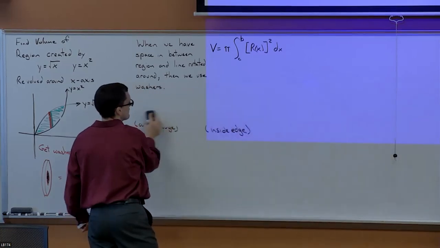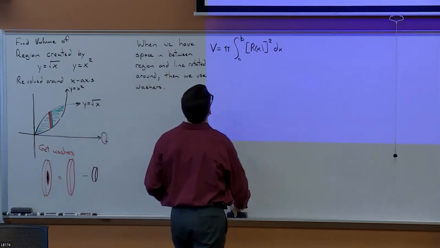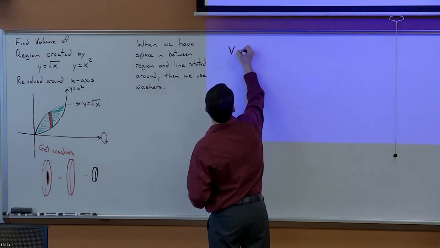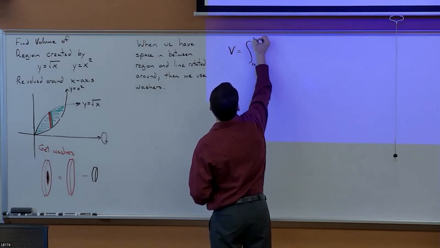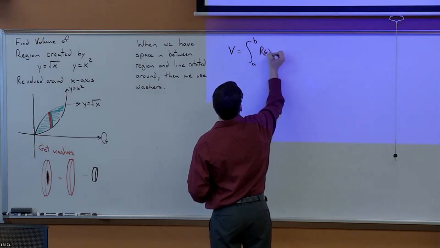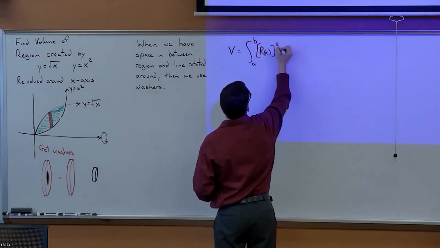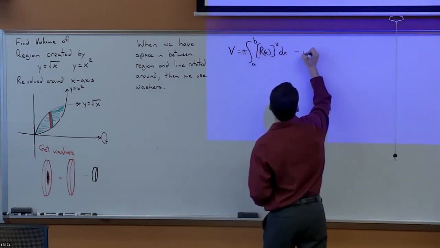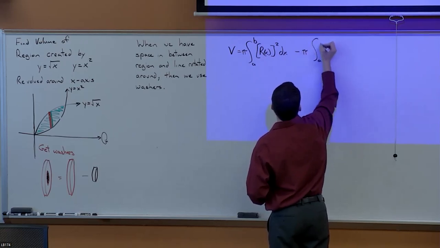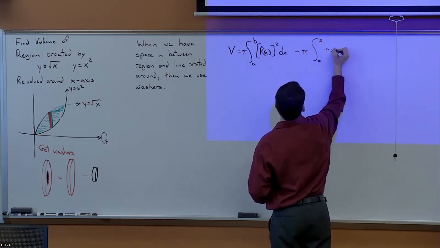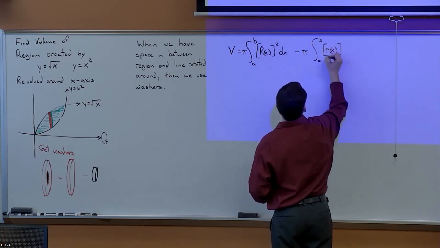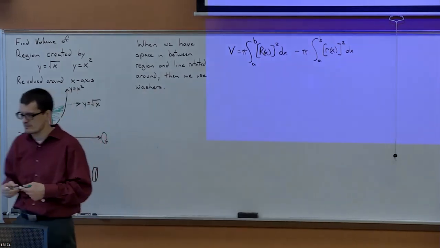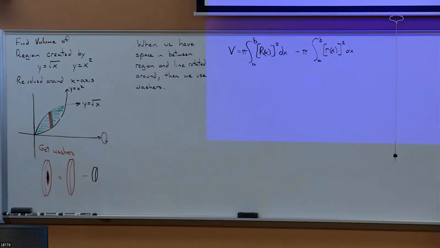I have to erase this because I'm gonna write under here. So volume is gonna be equal to pi, big radius squared dx. Oh, forgot the pi out front. Small radius. All right.